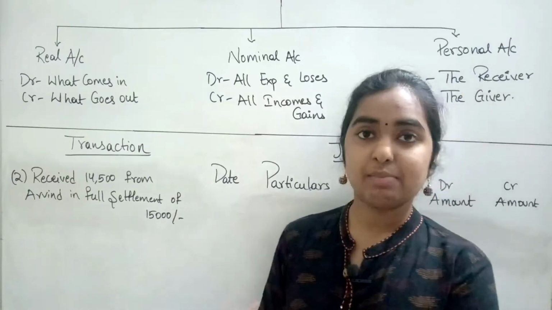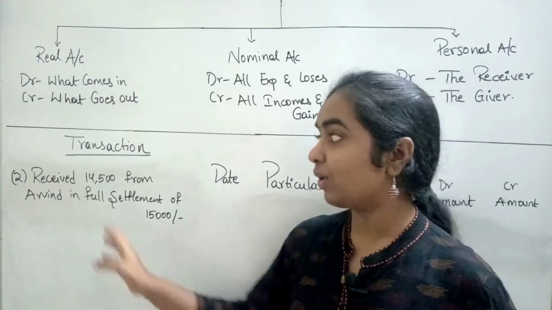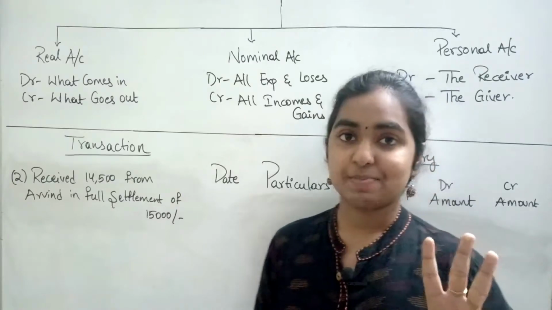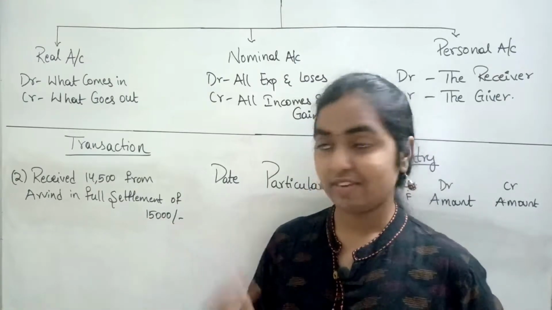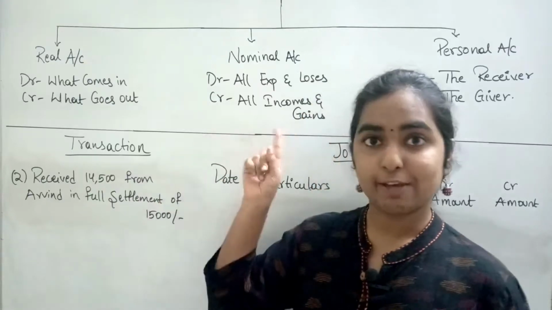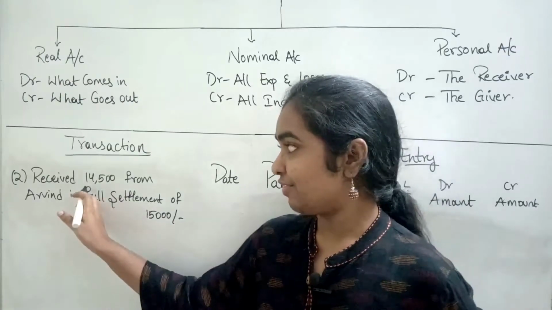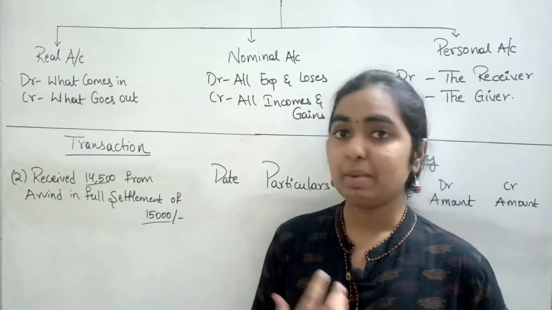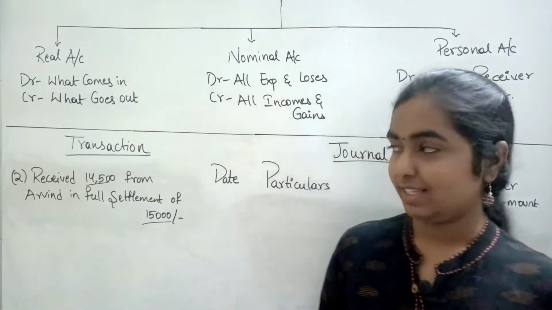So here we are receiving some amount from a person, but he is not giving us the entire amount. He is giving only part of the amount, but that is in full settlement. So here there are three aspects involved and not just two. The first aspect will be the cash, because we are receiving an amount from Aravind, so the cash account will be involved. The second is Aravind, because Aravind is a giver, so the Aravind account will be involved. And the third account: because there is a difference between these two amounts, we need to understand that we are allowing some amount of discount to Aravind. So the discount allowed account will also be involved in this transaction.